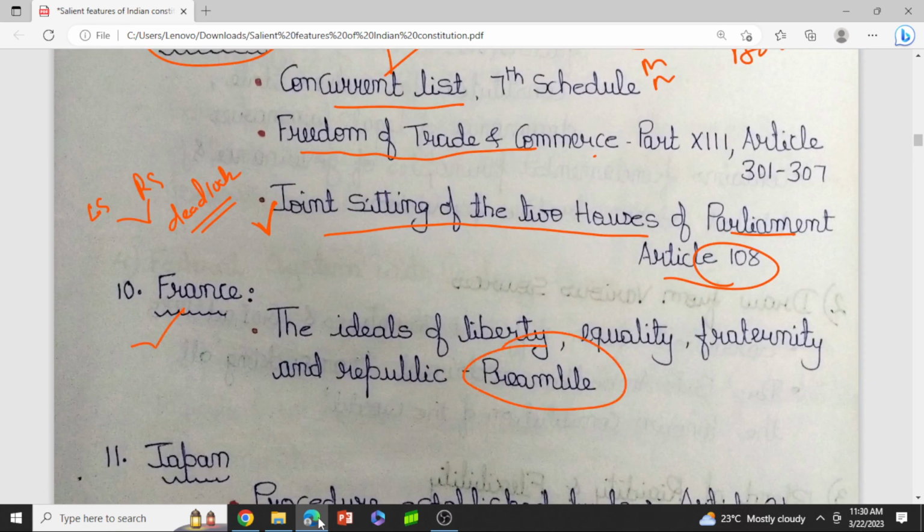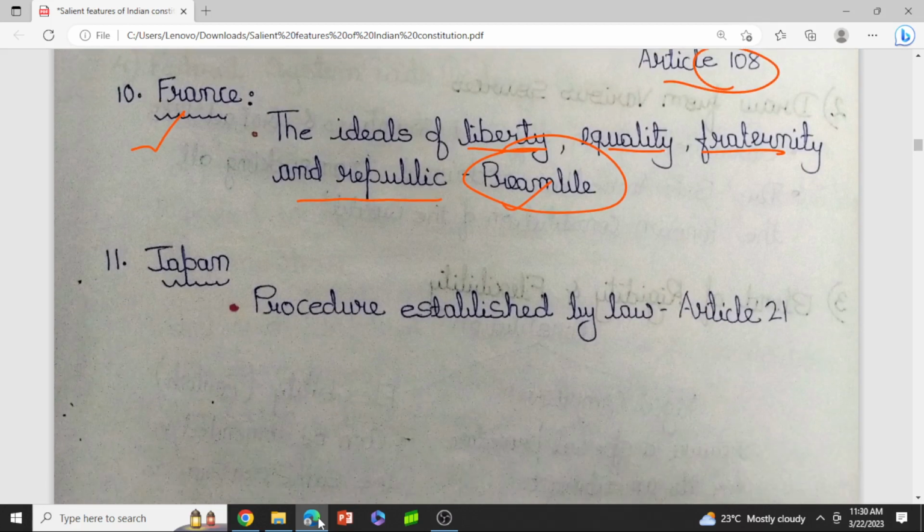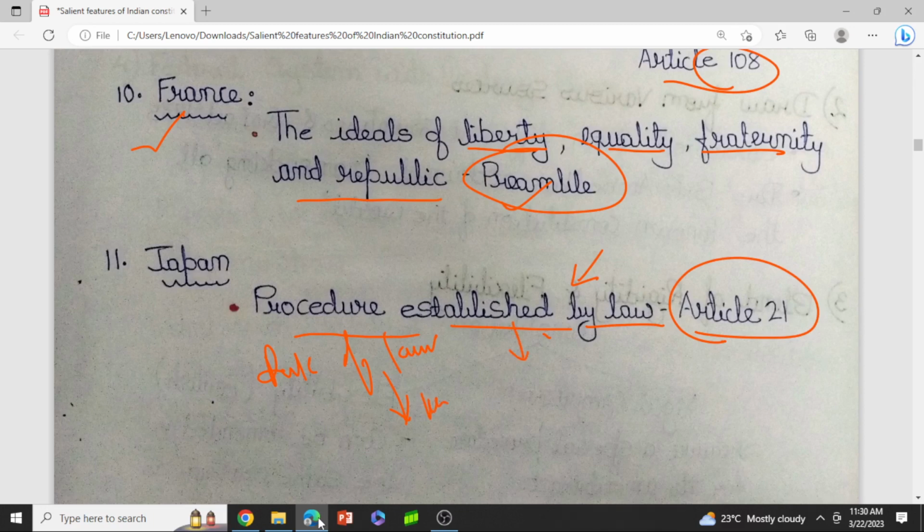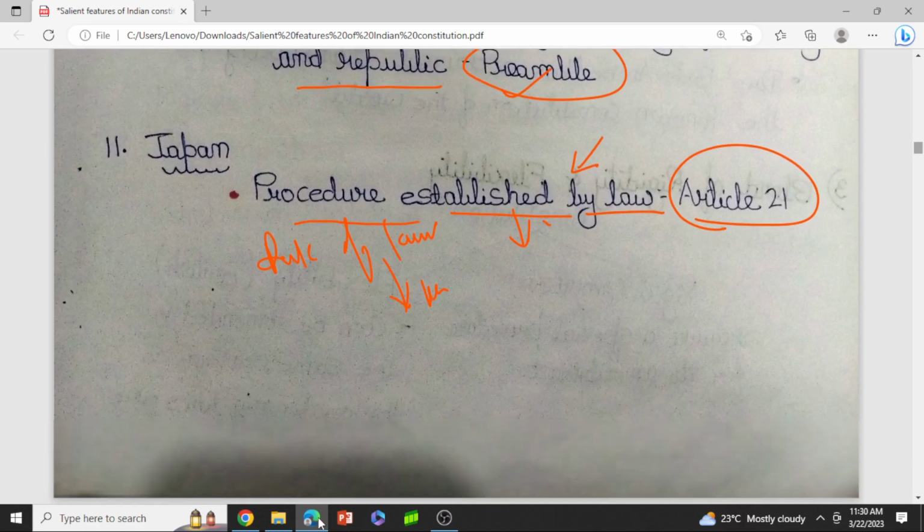France. Again, the ideals of liberty, equality, fraternity and republic given in the preamble are taken from France. Japan. Procedure established by law, Article 21. Now, rule of law and procedure established by law means here everything would be according to the law. Here it would be checking first, do we have the procedure for it or not, right? We will study the difference between them in coming slides.